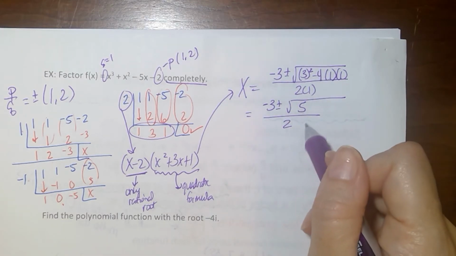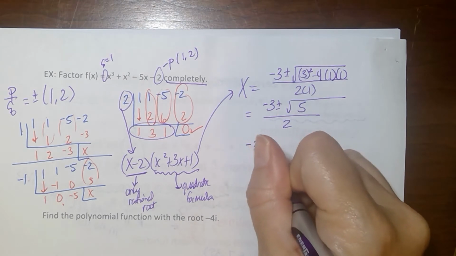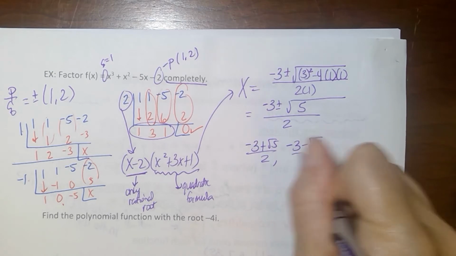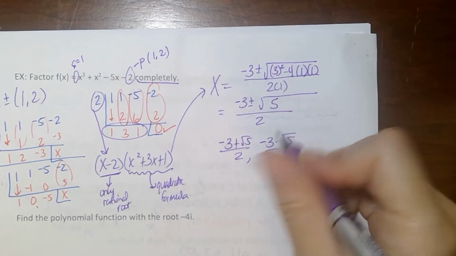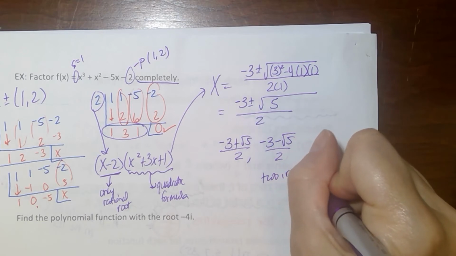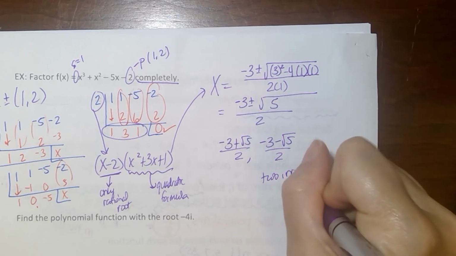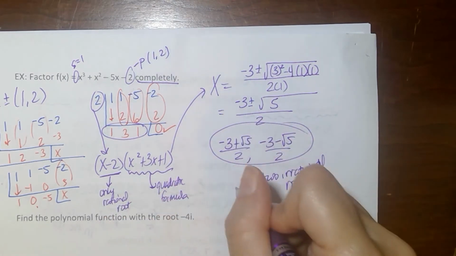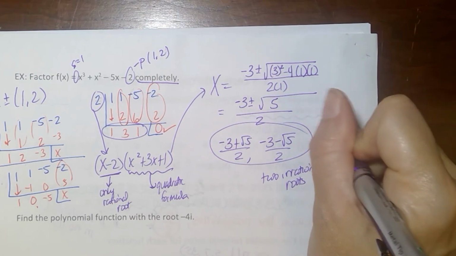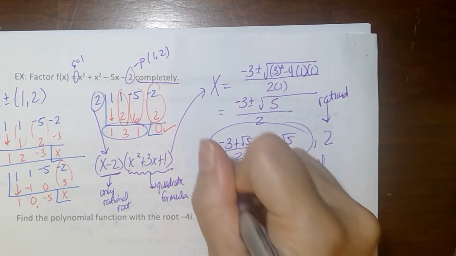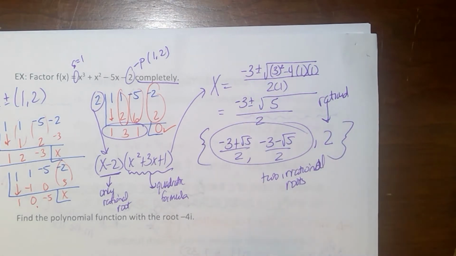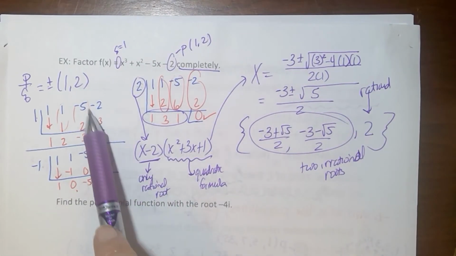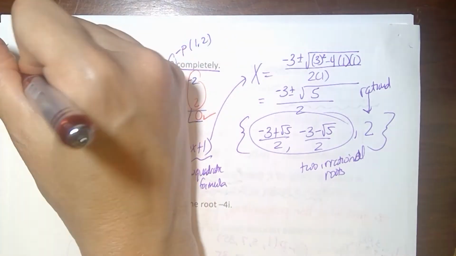So my two irrational roots are going to be negative 3 plus square root 5 over 2, negative 3 minus square root 5 over 2. So these are my two irrational roots. They'll show up on my graph. They're just not nice integers. Then this is my rational root. So there's my solution set. Two irrational roots, one rational root. My rational root was in my list of possibilities, P over Q. That's what I started with.